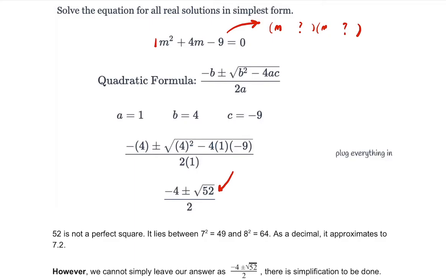And so the square root of 52, well, that lies between two things that we know. We know the square root of 49. 49 is 7 times 7. And we know the square root of 64. That's 8 times 8. So it's somewhere between 7 and 9. As a decimal, it goes on forever. It never repeats. It approximates to 7.2.